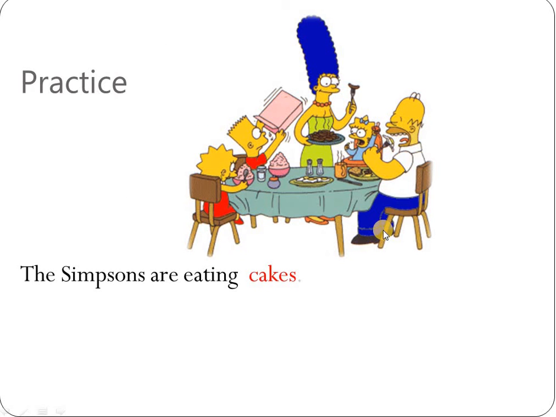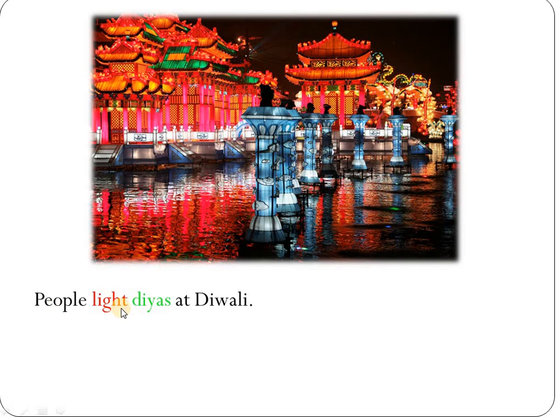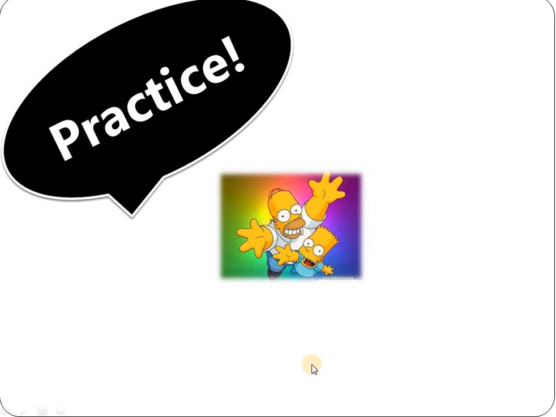Here are a few sentences which I would like you to practice. The Simpsons are eating cakes. Cakes are being eaten by the Simpsons. People light diyas at Diwali. Diyas are lit by people at Diwali. Practice, practice, and practice, because practice makes you perfect.